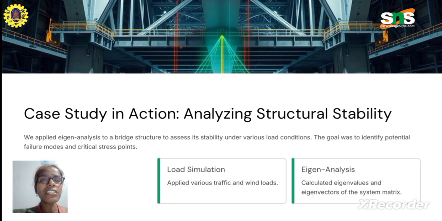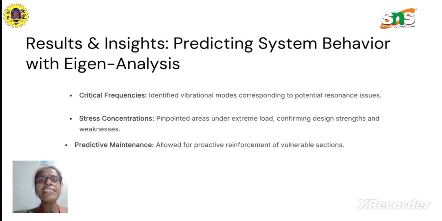The first goal is load simulation. For this we need to apply the various traffic and wind loads. The second one is eigen analysis. For that we need to calculate the eigenvalues and eigenvectors of the system matrix. And the next thing is the results and insights. For this we need to predict the system behavior with eigenvalues. So there are three things to keep in your mind.